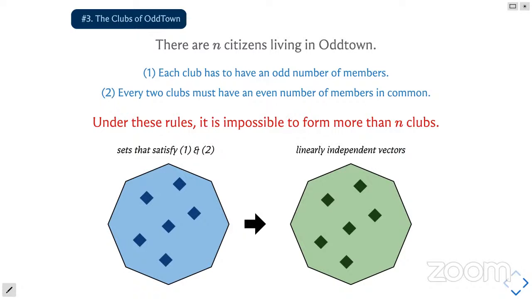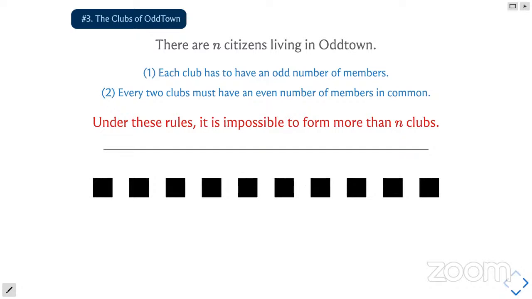And it sounds great on paper. The main question is, can we actually come up with such a map? And what is this vector space that we want to map these sets to? Well, all right. So let me just go ahead and tell you what the mapping is. So I have this array of boxes here, which are supposed to represent my people of Odd Town.